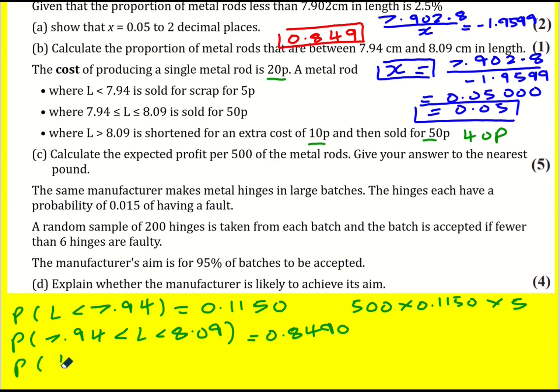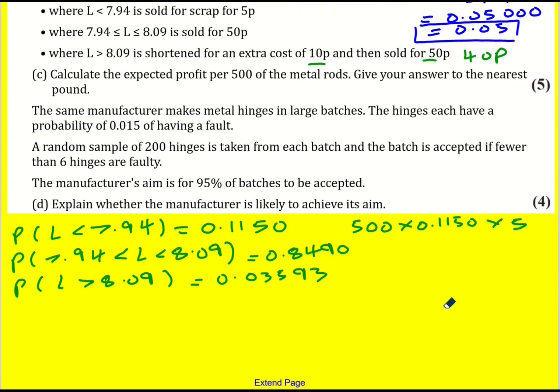And finally, we can look at the probability that L is greater than 8.09. If you put that in, then you get 0.03593. These will add up to 1. You can check that if you want. So we can be pretty confident that's correct. Okay, so this one here would be 500 times 0.849 times 50, and then 500 times 0.03593 times, even though it cost us 10, we're then selling for 40, so we're just selling for 50, so we just times by 50.